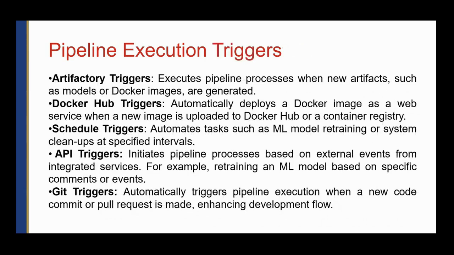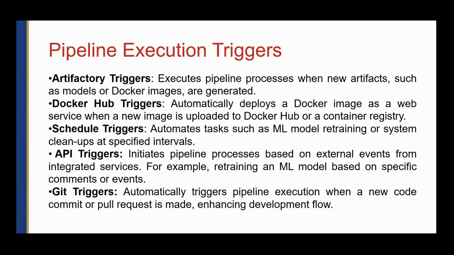Next, we are going to see some trigger types related to the pipeline. There are several ways to trigger the pipeline. For instance, when a new Docker image or some artifacts are created, the pipeline can be automatically triggered. Based on the application, these kinds of triggers can be created. Additionally, some pipelines can be triggered by Git commands, and they are used for scheduling the retraining process.